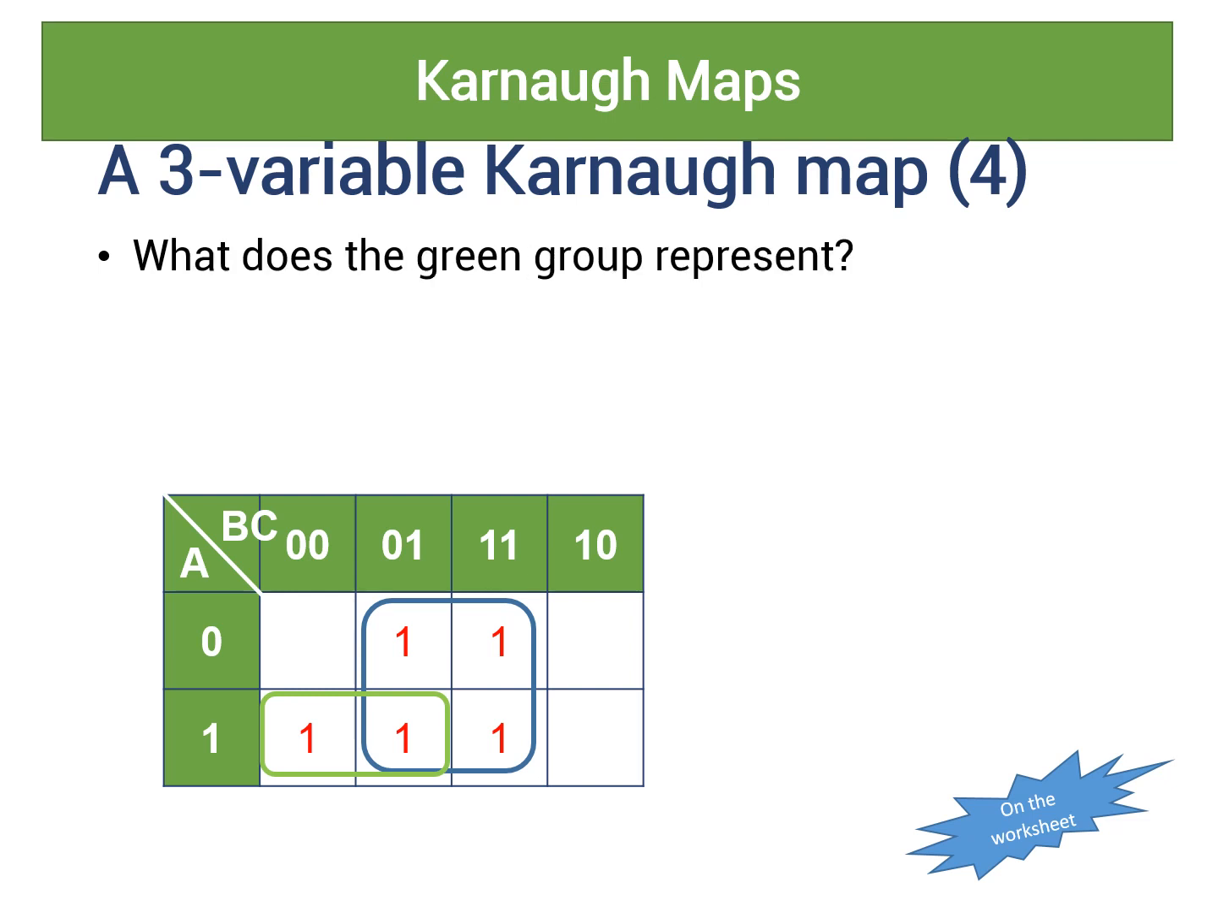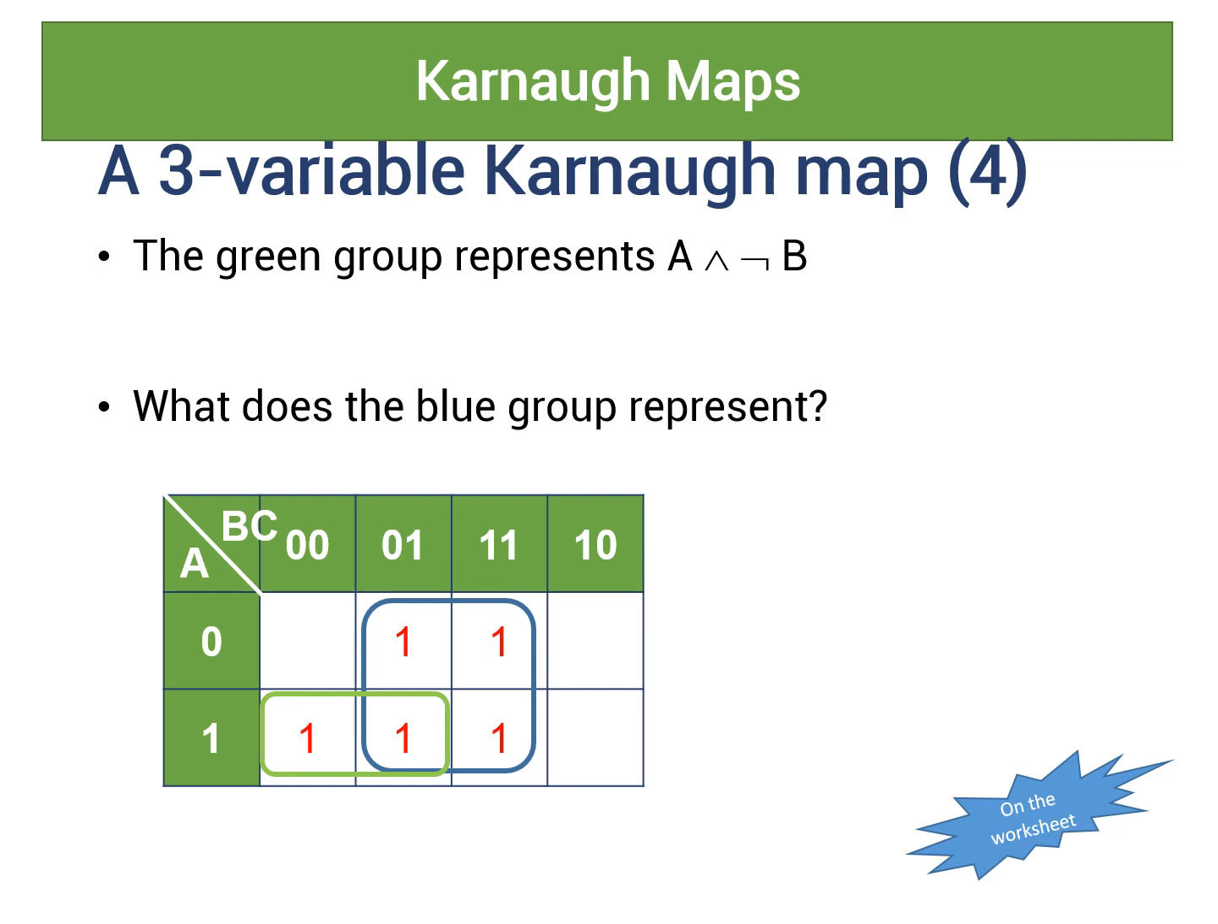So now we can start to think about what each of these groups represent. Any ideas what the green group represents? If we look at it carefully, we can see that the green group actually represents A, because they're both on that A input line, and not B. So if you look at the top, the first digit is the B, the second digit is C. So it's A and not B.